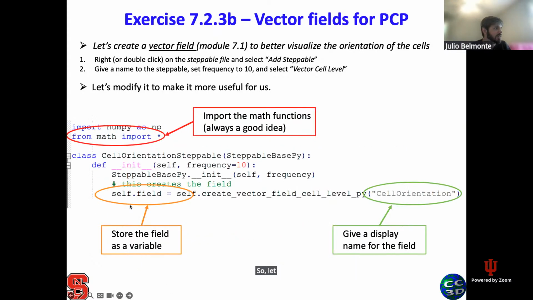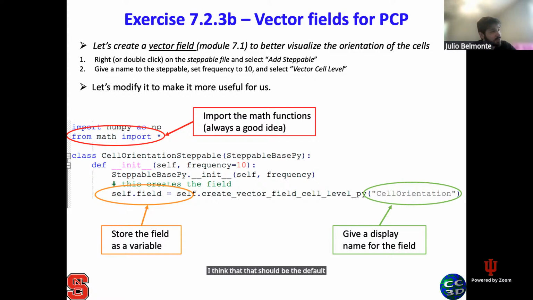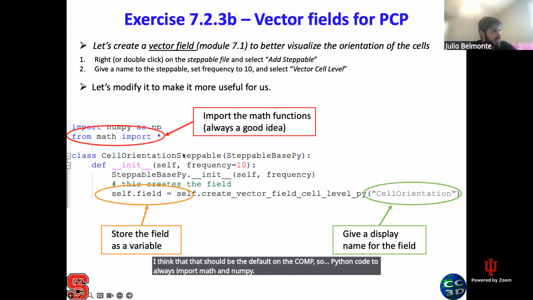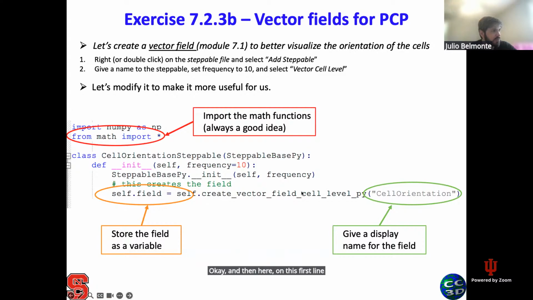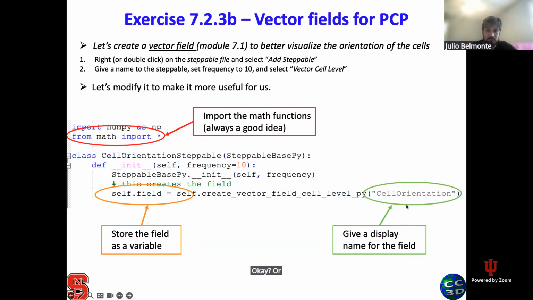So let me go to the first part here. First, you want to import the math library, okay. This is always a good idea. I think that should be the default on CompuCell Python code. So I will always import math and NumPy. Okay, and then here on this first line, where you create the vector field cell level Python, you have to give a name for the vector field. So let's call it cell orientation as well, okay? Or PCP orientation, that's going to be also a good name.